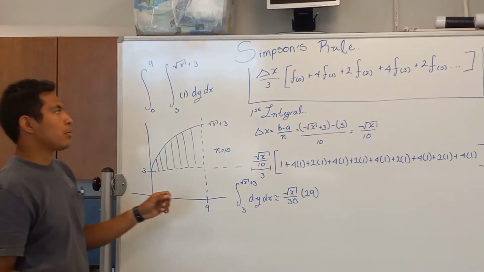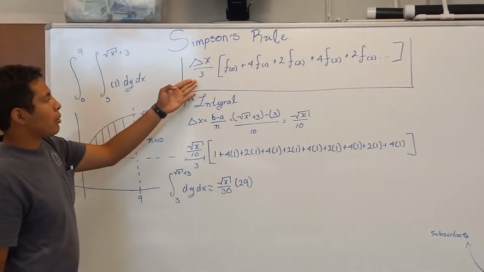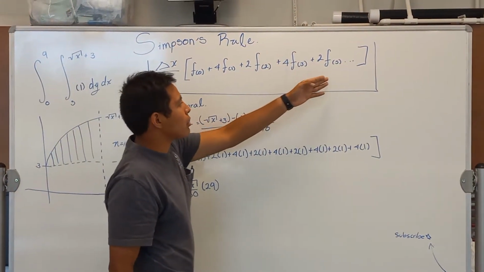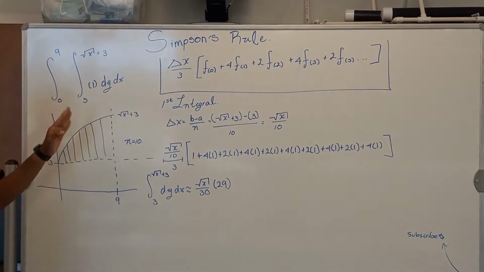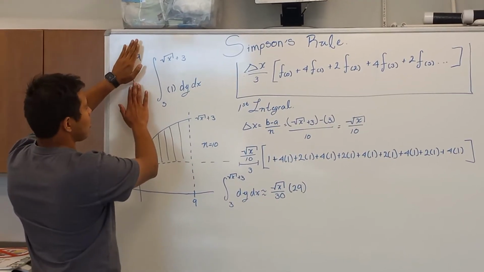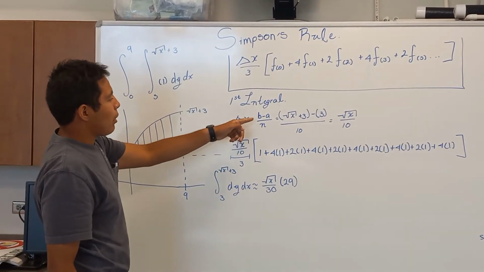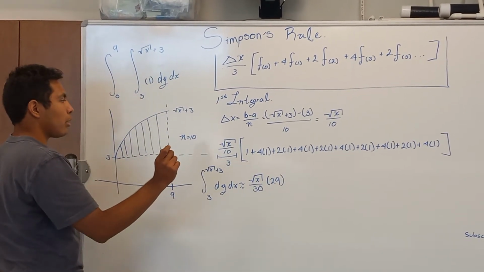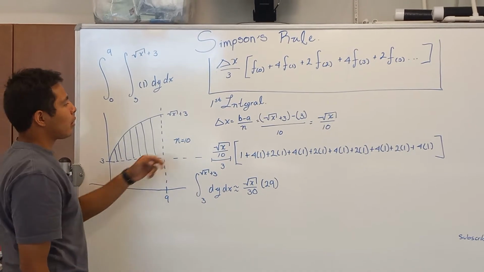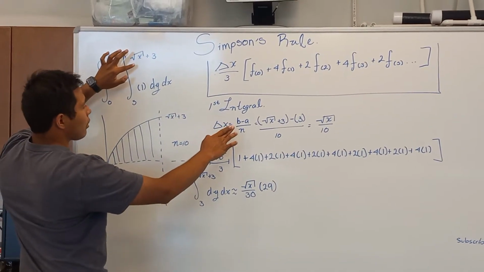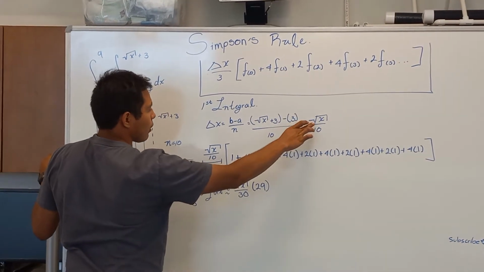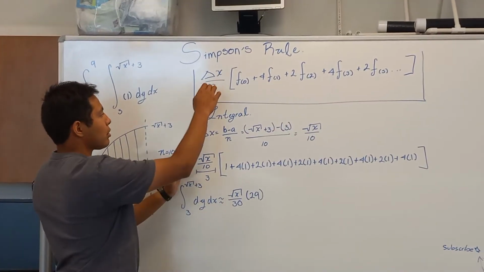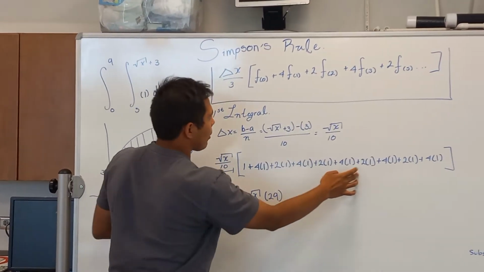Then let's recall the Simpson's rule. The Simpson's rule says that the change in x over 3 multiplied by the function evaluated at different values is going to be an approximation of the integral that we want to calculate. So for this first integral, delta x is going to be the upper bound minus the lower bound over the number of small pieces that we have decided previously, which is 10. Then it's the upper bound minus the lower bound over 10, which is going to be the square root of x over 10. Then we're going to use that delta x over 3 and multiply by our function evaluated at different points.